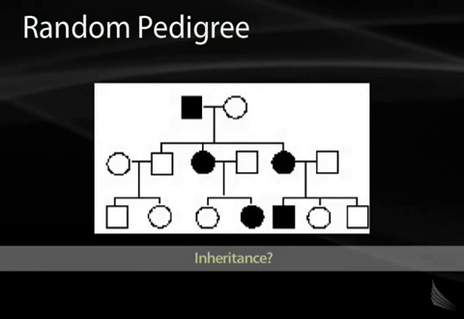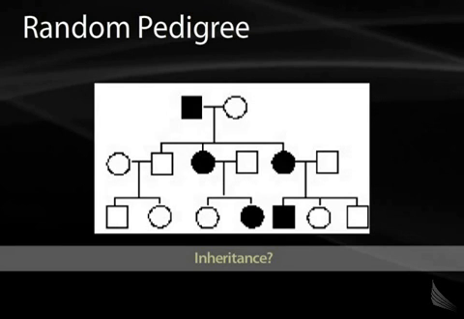So let's go through a couple of more random pedigrees here just for practice. Here, what do you think of this one? We've got a male in one generation passing it to daughters and not sons in the second generation. And then looking at the third generation, the daughters can pass it to either females or males. So if that's the case, then what kind of pattern are we looking at?